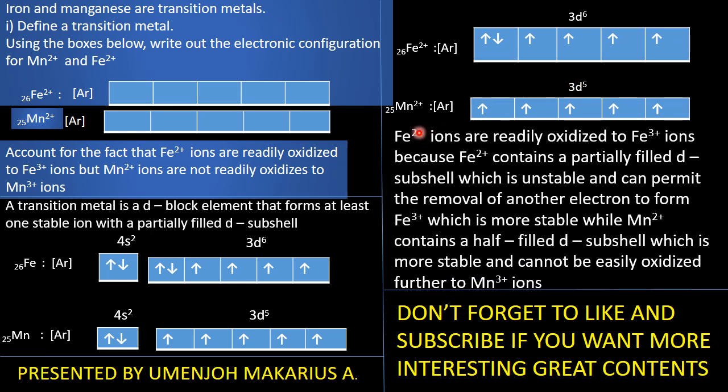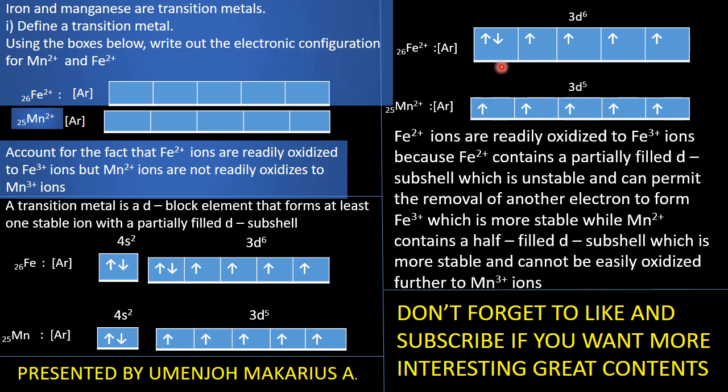So guys, we can say that Fe2 plus ions are readily oxidized to Fe3 plus ions because Fe2 plus contains, like I said guys, a partially filled d subshell, which is unstable, because the question wants us to account for the fact that Fe2 plus ions are readily oxidized to Fe3 plus ions, but Mn2 plus ions are not readily oxidized to Mn3 plus ions. So we should know that the Fe2 plus ions, as you can see here, contain a partially filled d orbital, which is unstable.